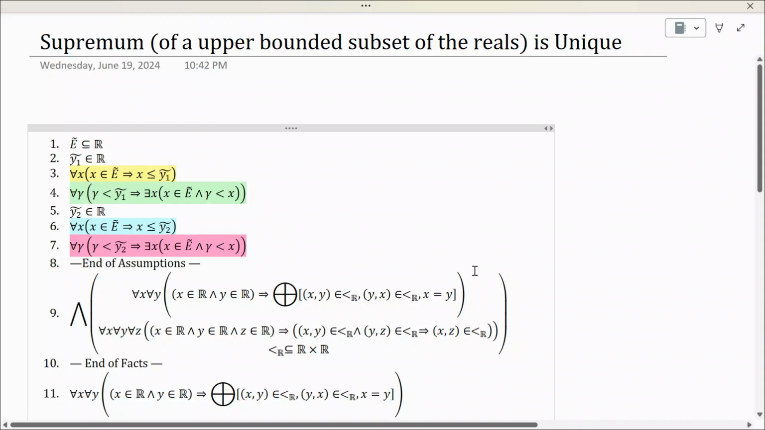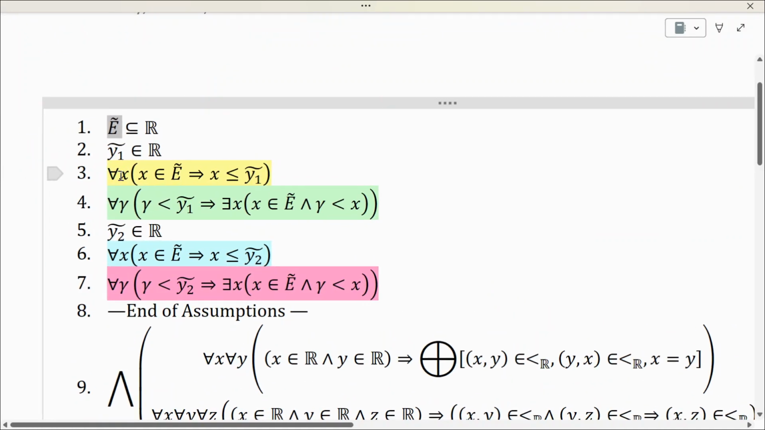Today we'll be going over the proof of why the supremum of an upper bounded subset of the reals is unique. Let's begin. So here we have our assumptions. Here E tilde is a subset of the real numbers, and we have at least one supremum here. So supremum is any element in the reals. It doesn't necessarily have to be in our subset E tilde. Moreover, it is an upper bound of E tilde.